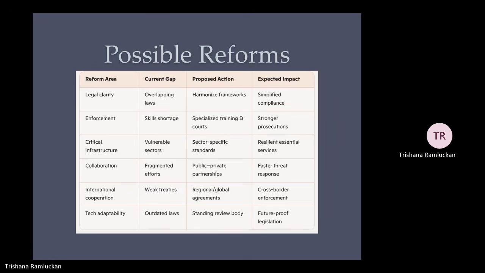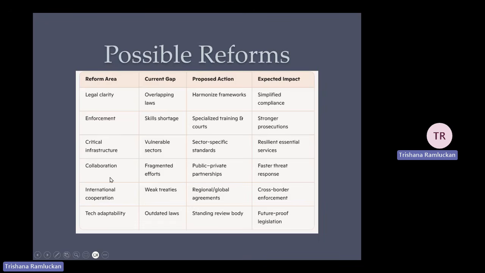If you look at the possible reforms, they are legal clarity, which has overlapping laws, proposed actions, which harmonize frameworks, and the expected impact is simplified compliance. The next one is your reform area, which is enforcement. Here we have a skills shortage. So what's needed is specialized training in courts and stronger prosecutions. Critical infrastructure, we have vulnerable sectors. Proposed action would be your sector-specific standards, which would become more resilient.